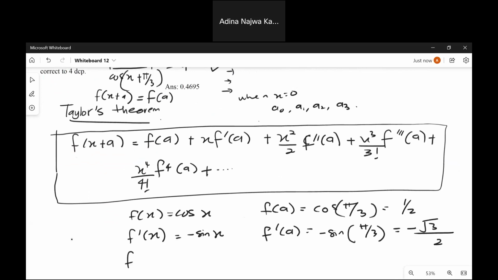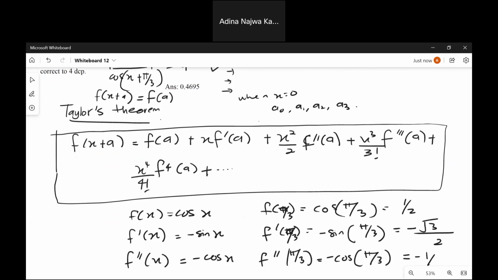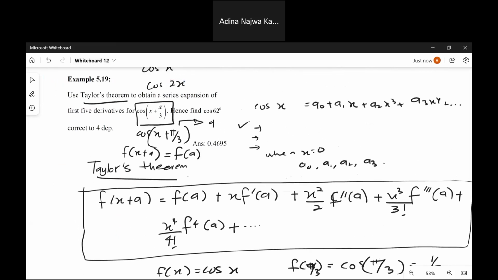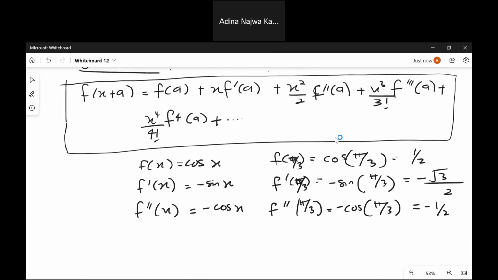Again, then the second derivative. You differentiate sine again, so negative cos. Substitute a, which here is pi over 3. The second derivative at pi over 3 is equal to negative cos pi over 3. Cos pi over 3 is half, so negative cos pi over 3 is equal to negative half. It asks you to find up to the fifth derivative, and this is just up to 4, so you have to add one more: x5 over 5 factorial f5 a plus dot dot dot.